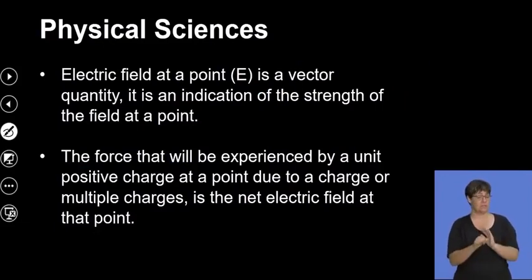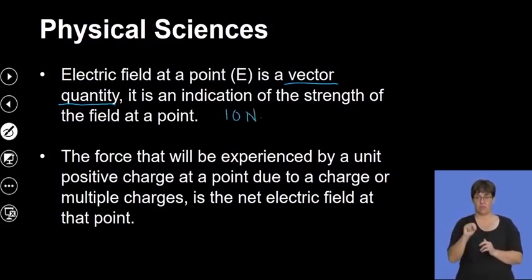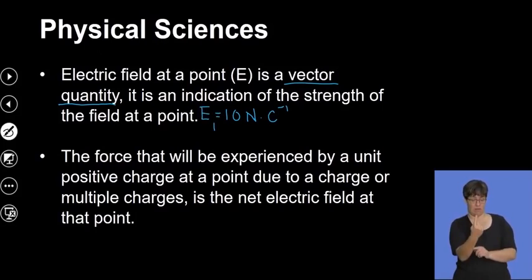Very, very important: electric field at a point is a vector. That's the main idea. This is the science around it. Otherwise, what follows after that is just the maths in terms of the calculations. So E is a vector, an indication of how strong the field is at that point. Say, for argument's sake, we've got a point in an electric field which has a magnitude of 10 newtons per coulomb. Let's say this is E1 at point 1, and then E2 at a different point is half that, which is 5 newtons per coulomb, whatever the direction is.